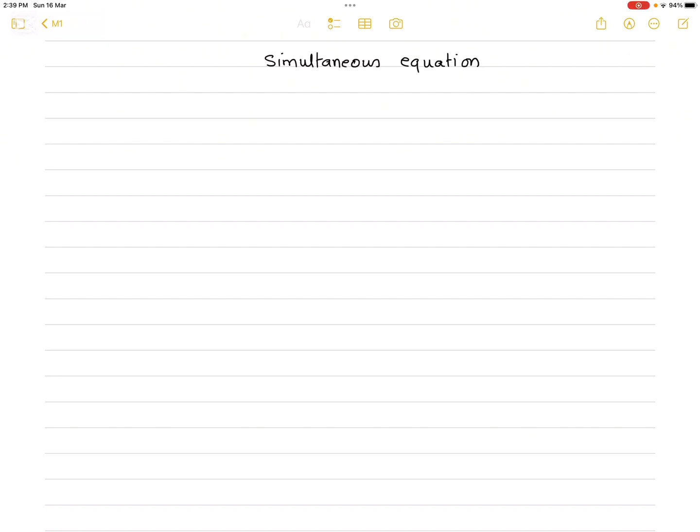To solve two equations simultaneously, there are two methods. Number one is substitution method. And number two is elimination method.